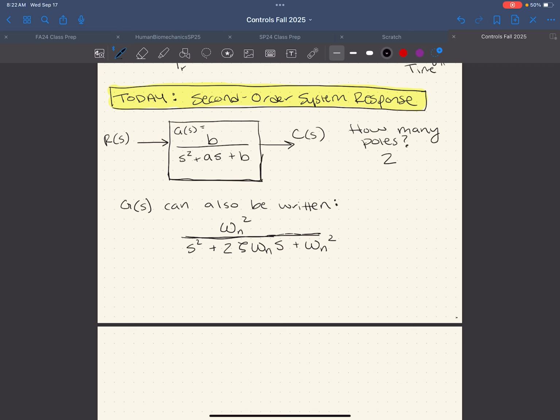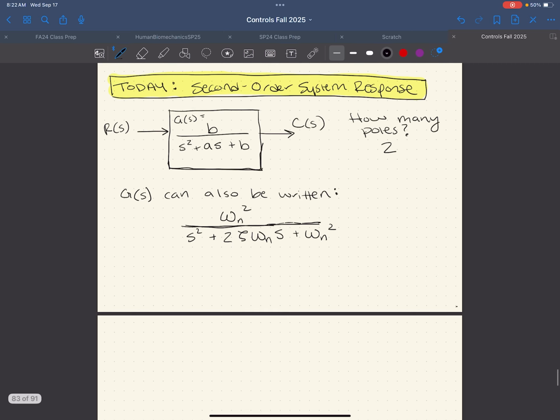Now I say these are equivalent because we could simply say that whatever b is, it's equivalent to omega n squared. See, because this is a b and this is a b. And then we could say that a is simply equal to 2 zeta omega n, right? Because whatever multiplies s in the denominator is the same as a. So these two things are equivalent.